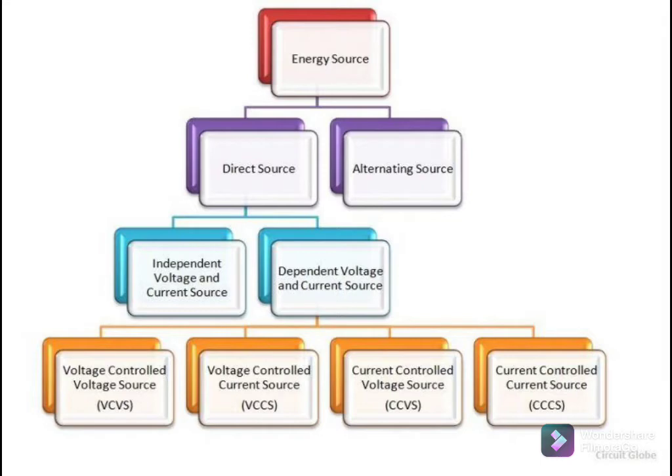Next one is dependent sources, or we can call them controlled sources. These are the sources whose output voltage or current is not fixed. But in case of independent sources, the value of the output voltage or current is fixed. That is, it is not adjustable. The dependent sources are represented by a diamond shape. Dependent sources are further categorized as voltage controlled voltage source, voltage controlled current source, current controlled voltage source and current controlled current source.